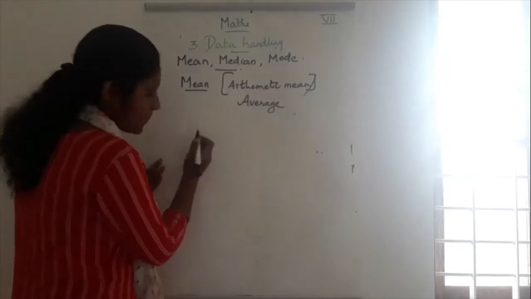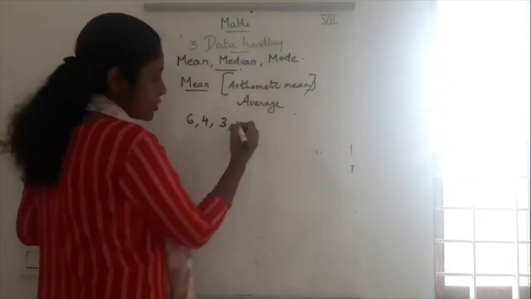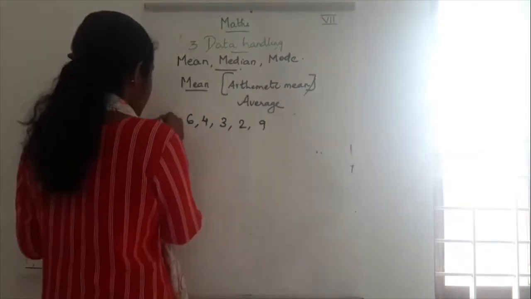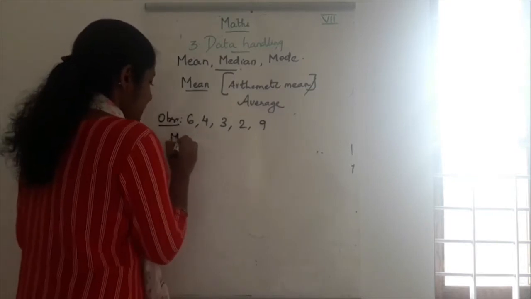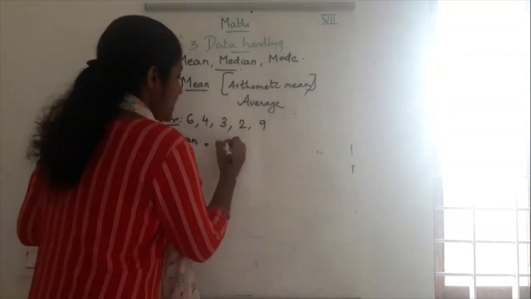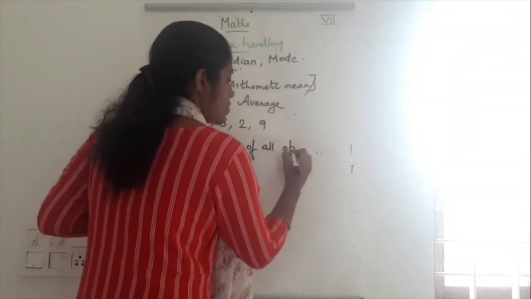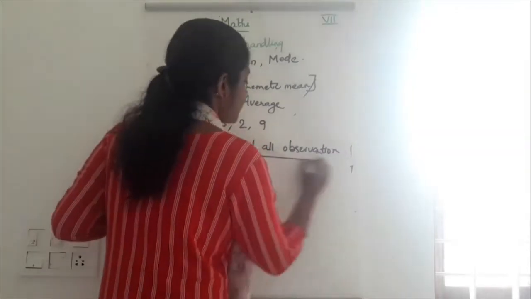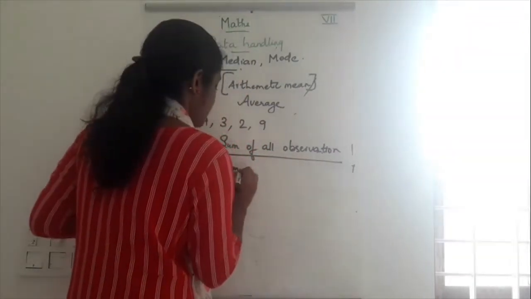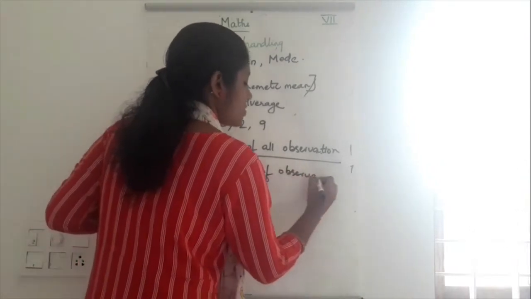A set of observations is given for you: 6, 4, 3, 2, 9. This is the observation or the data given for you. You have to find the mean. So how will you find the mean? Mean is sum of all observations by number of observations.